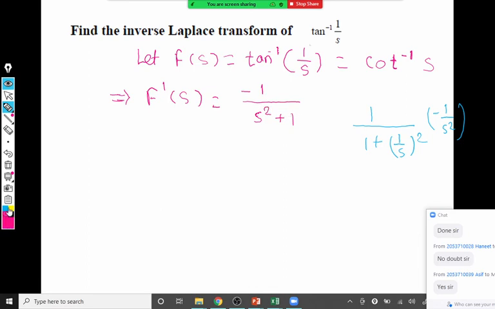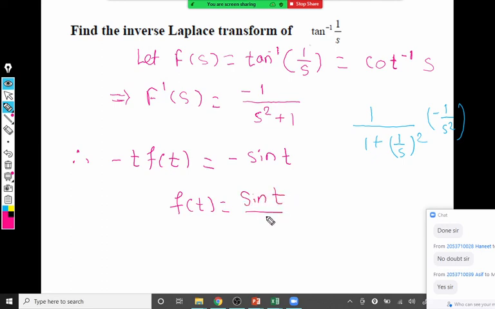Taking inverse Laplace on both sides, this is minus t of t. What is the inverse Laplace of this part? Minus sine t. Correct, very good. And last step, what is f of t then? Minus sin t by t, minus minus becomes plus, so plus sin t by t. And that's the answer. You can see you hardly have to do 4 to 5 steps.